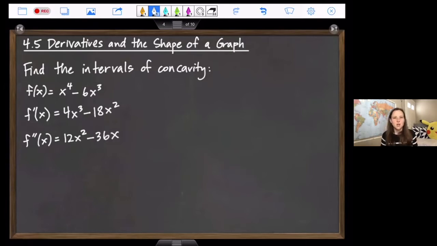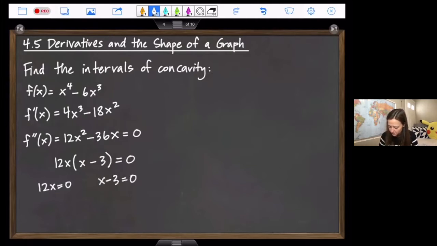And to make our sign chart, we need to set this second derivative equal to 0. So let's set this equal to 0. Both of those coefficients are divisible by 12, and both terms have an x. So I'm going to factor out the 12 and the x. That leaves me with an x and a minus 3. So we're solving a quadratic equation. We're going to set both factors equal to 0. So I've got 12x equals 0 and x minus 3 equals 0.